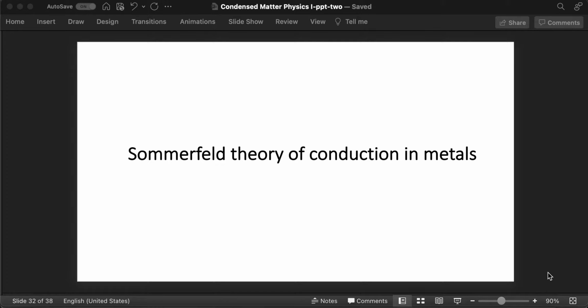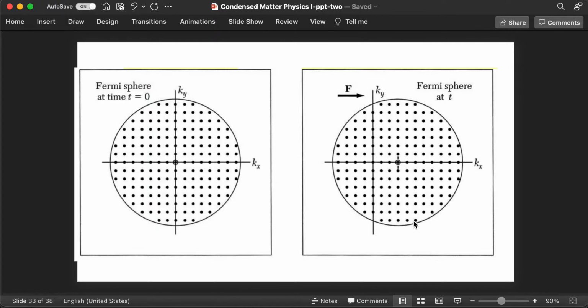Let us now discuss the Sommerfeld theory of conduction in metals. So this is basically the application of Fermi-Dirac statistics to the standard properties that we discussed in the Drude model: DC conduction, specific heat, which we already did, thermal conductivity, thermopower, and so on.